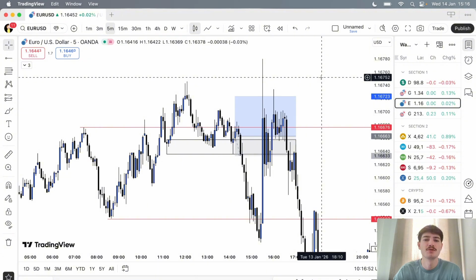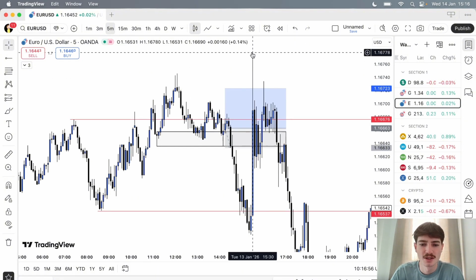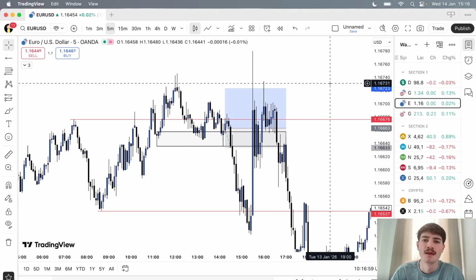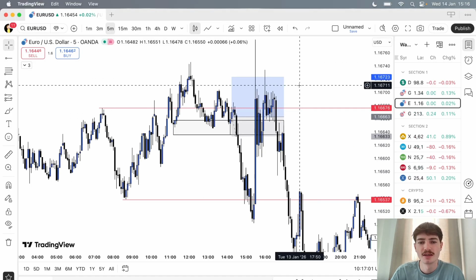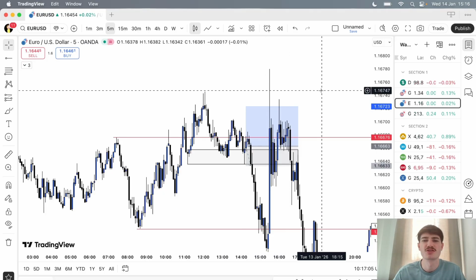But anyway, as you can see, this big candle here was from CPI, so it was a bit of a risky trade to enter. I think I entered just over an hour before CPI.